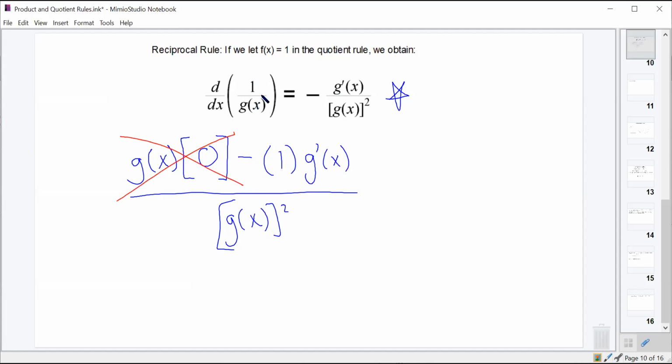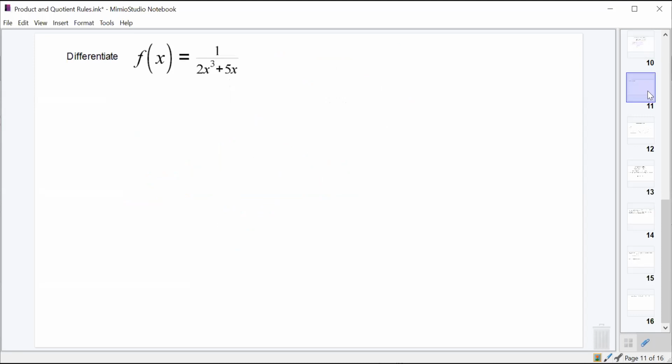If this was 2 over g of x, we'd have negative 2g prime over g squared. If it was 7 over g of x, you'd have negative 7g prime over g squared. So this rule is just, like I said, a corollary to the quotient rule when you have a constant in the numerator. So if you memorize this, that's great. It might make life a little bit easier here and there, but you can always use the quotient rule if needed. So let's apply this rule once here real quick.